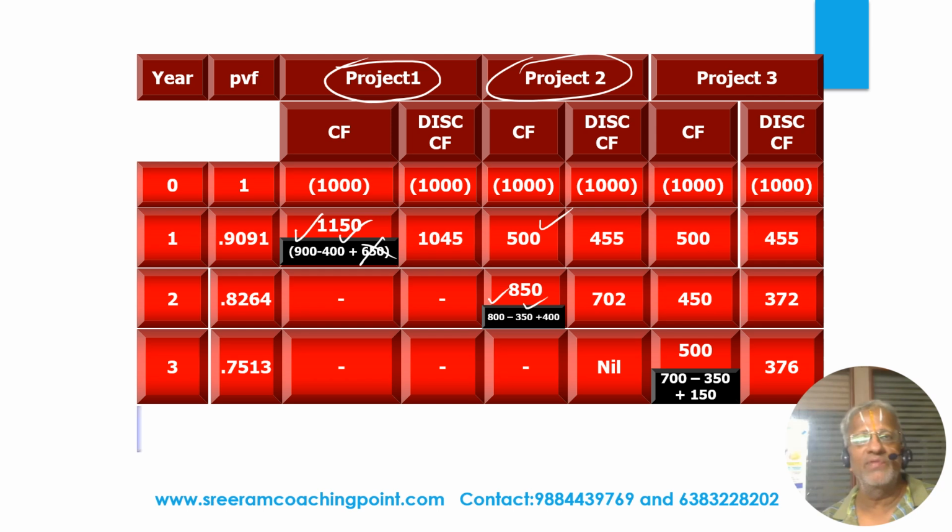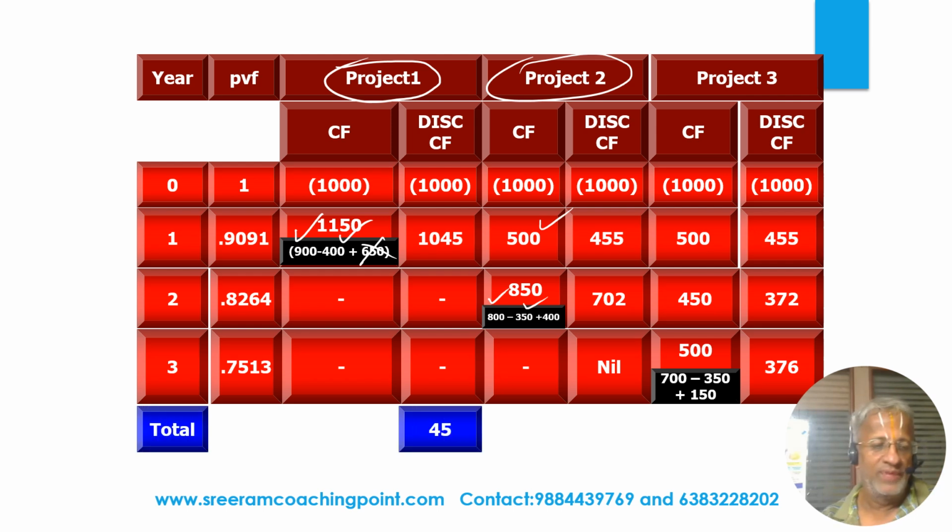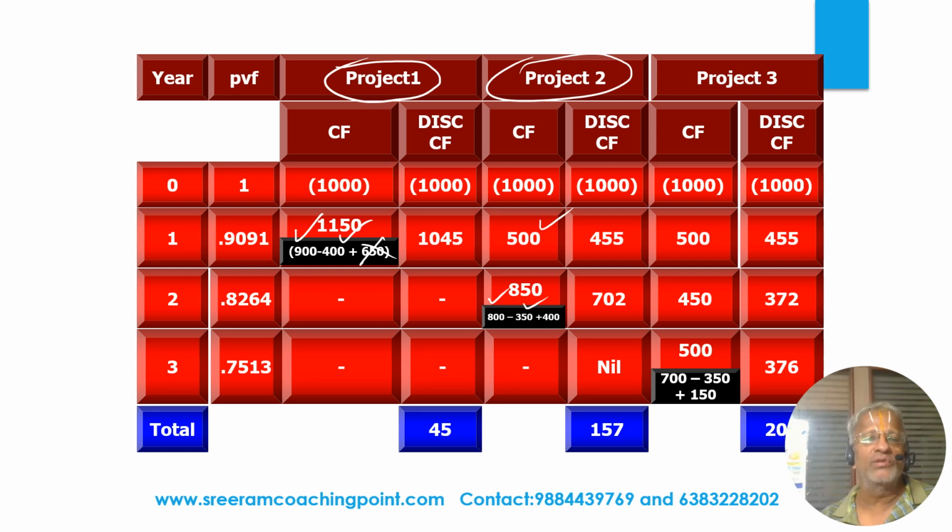Now what is it that we are expected to do next? The next is the net present value that we will be taking up. For the 1 year project, it is going to be 45, and 157 for project 2, and it is 203, I should say, for project number 3. So upon comparison on an absolute basis, project 3 would be the best because that gives you the highest NPV. But that is not the way we will take a decision.